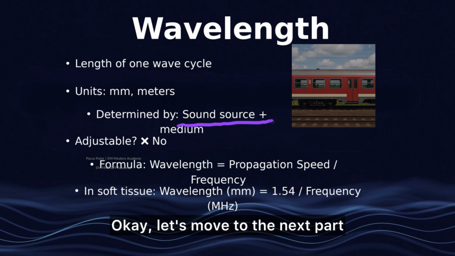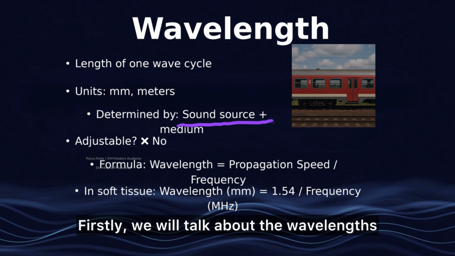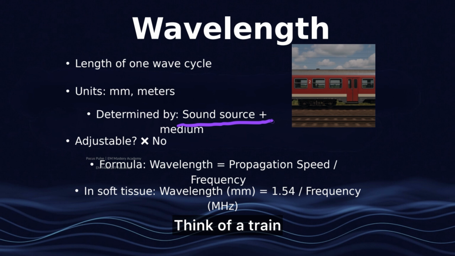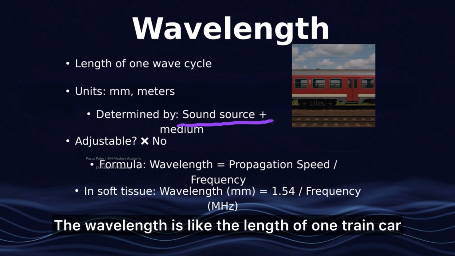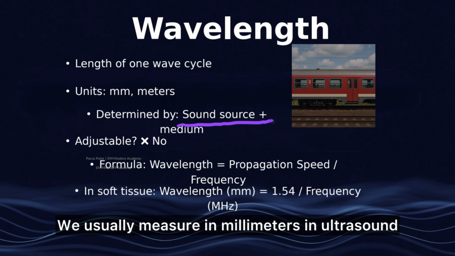Okay, let's move to the next part. Let's talk about the last 2, wavelength and propagation speed. Firstly, we will talk about the wavelength. What is the wavelength? Wavelength is the physical length of one wave. Think of a train. The wavelength is like the length of one train car. We usually measure it in millimeters in ultrasound.